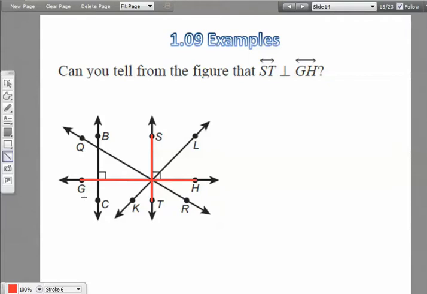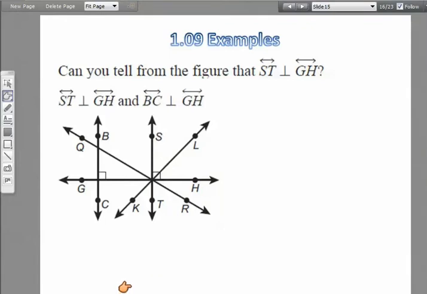So there's the lines I'm looking at. And I can tell you for a fact that they are perpendicular because in the figure, this little box right here tells me that there's a right angle involved. And remember, perpendicular lines are formed with right angles. And I can also tell you over here that BC is also going to be perpendicular to GH because of the box. So there's the answer. Yes, line ST is perpendicular to GH and line BC is perpendicular to GH.